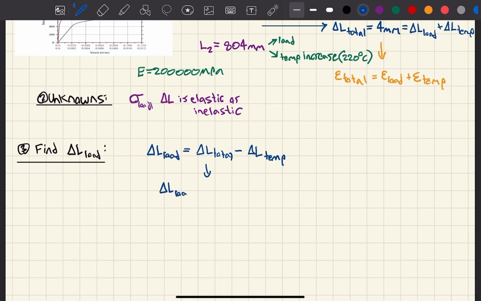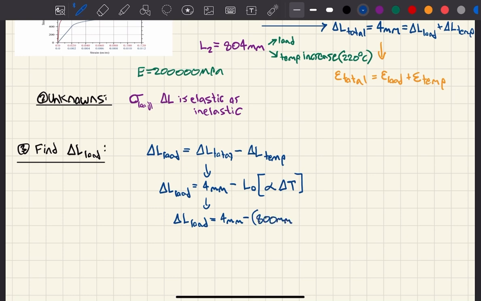Delta L due to the load. I'm going to plug in the 4 millimeters minus, let me rewrite the equation, L naught multiplied by the thermal strain. So that's just alpha multiplied by the change in temperature. If I plug in my values, 4 millimeters minus, what was the original length? 800 millimeters multiplied by 18 times 10 to the power of negative 6, multiplied by 200 degrees Celsius.